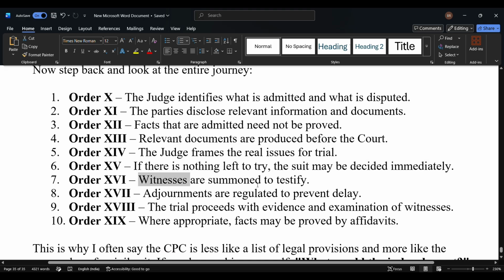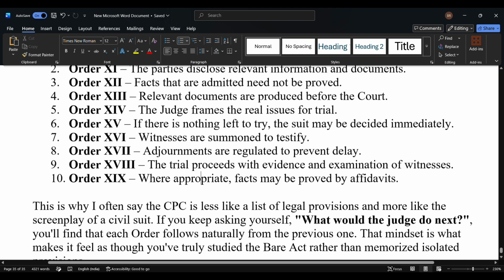Order 16: witnesses are summoned to testify. Order 17: adjournments are regulated to prevent delay. Order 18: the trial proceeds with evidence and examination of witnesses. Order 19: where appropriate, facts may be proved by affidavits.